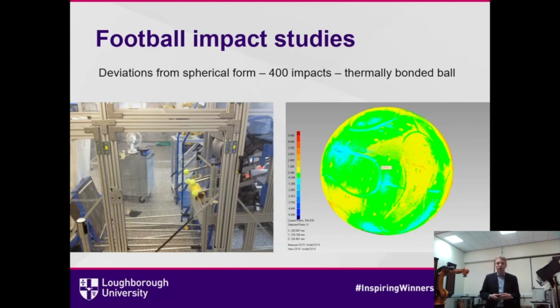So this involved using the scanner to measure the shape of the football at various stages after it had been kicked a few hundred times. And what you see on the right-hand side is the deviations from the best spherical shape that you would ideally have, colour-coded to show deviations in millimetres away from the best fit spherical form.